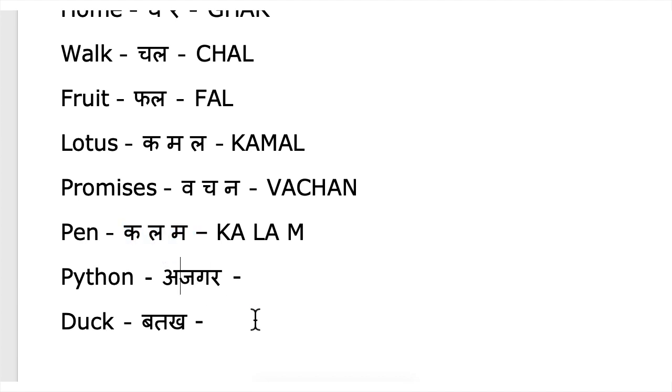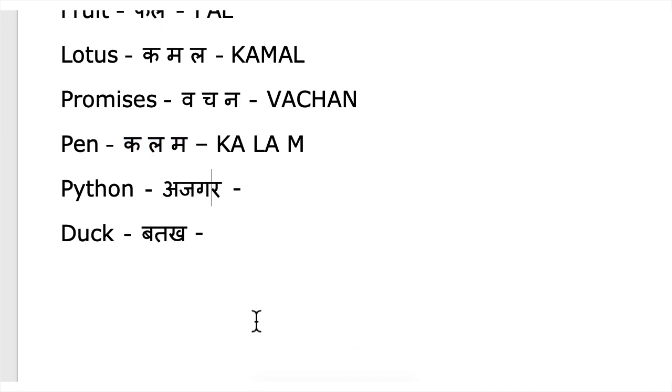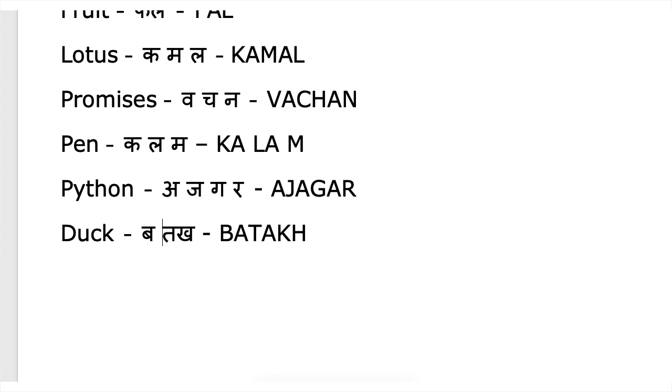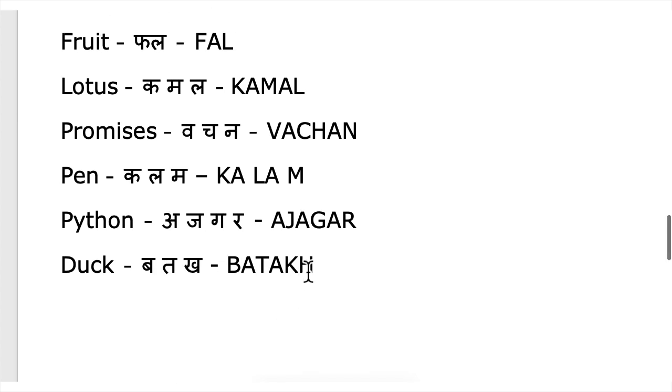Python is called ajgar, and we can write it in English like this: ajgar. Okay. Batak. Batak is like duck. Duck is called batak.